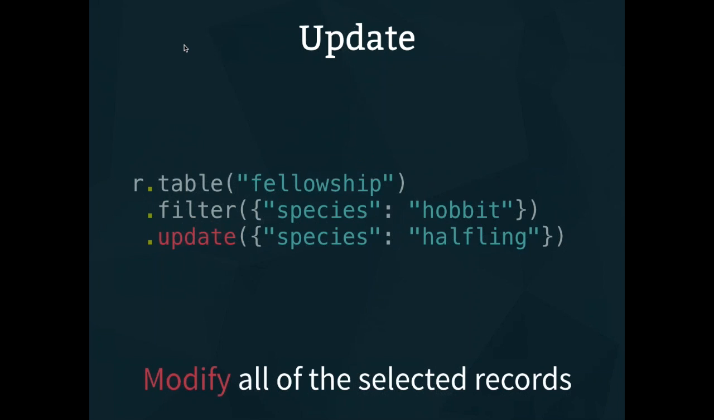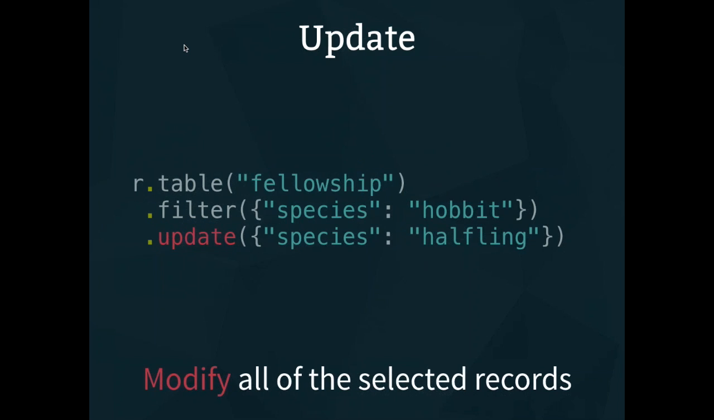So then you could attach another operation after that. Say that you wanted to update it to change the species. We're going to change Hobbit to Halfling. You would just chain that .update right after, and it would perform that operation on the subset of documents that match the filter.